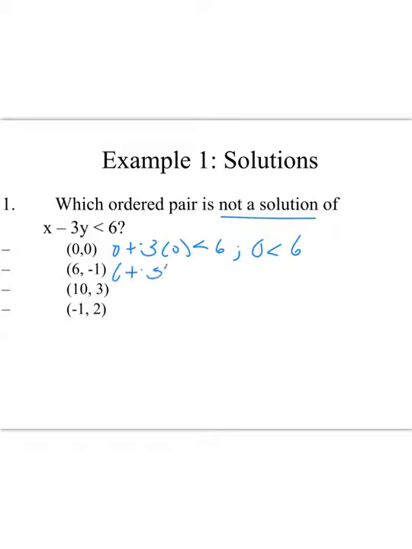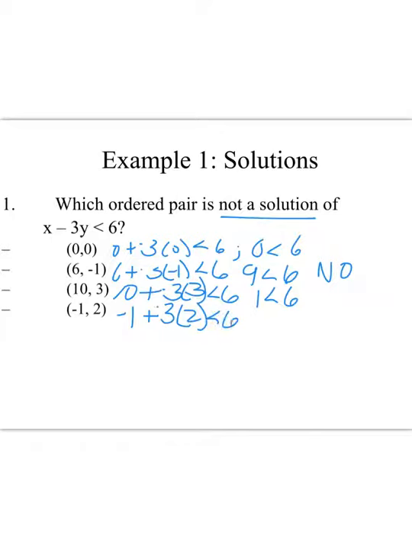But you always need to check the remainder of the problems as well. So 10 plus -3 times 3 needs to be smaller than 6. That's going to give me 1, which is in fact smaller than 6. Plugging in -1, -1 plus 3 times -3 times 2 needs to be smaller than 6. That is going to give me -7, which is in fact smaller than 6. So 6 and -1 is our one that is not a solution.